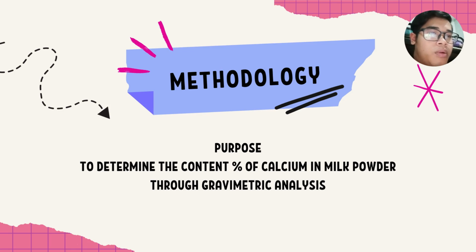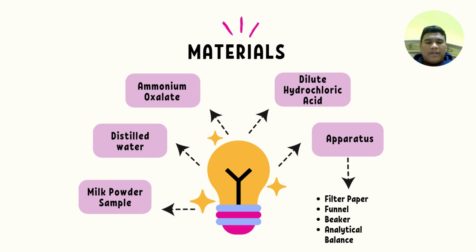Next, we move to the methodology. The purpose of this methodology is to determine the percentage content of calcium in milk powder through gravimetric analysis. The materials used in this study are ammonium oxalate, distilled water, milk powder sample, and dilute hydrochloric acid, and the apparatus are filter paper, funnel, beaker, and analytical balance.